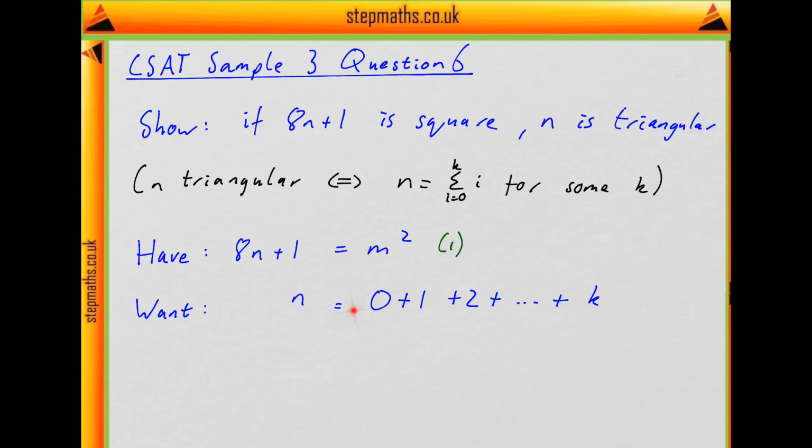So that means it's the sum from 0 to k, but that's not very easy to work with. We want a closed form for it, and that's fine because, firstly, you should know the formula for this anyway, but secondly, it's an arithmetic progression, so you could work it out from the formula for that, even if you didn't remember it. And this is a half times k plus 1. Okay, so we know this and we want to get to here.